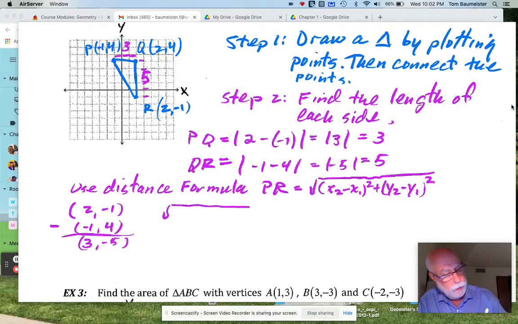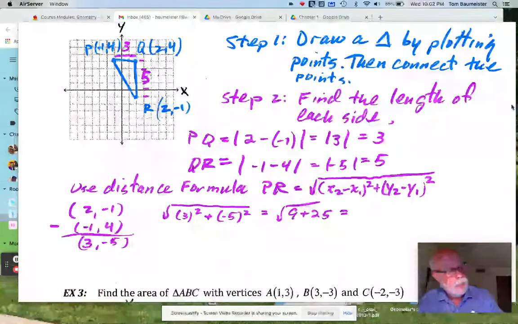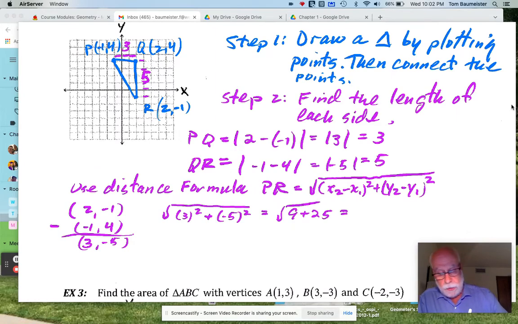And then we're just going to plug that into the formula. So that'll give us 3 squared plus a negative 5 squared, which will give us the square root of 9 plus 25, which will be the square root of 34.